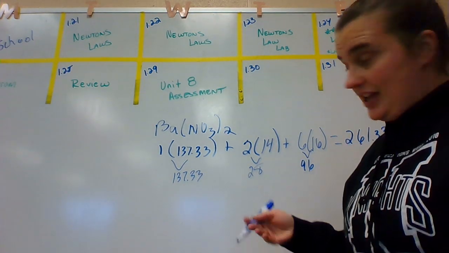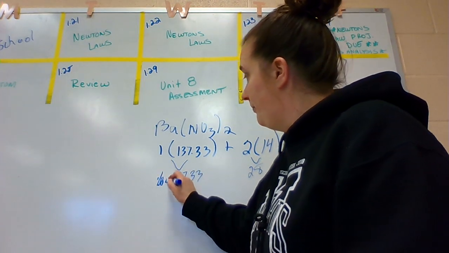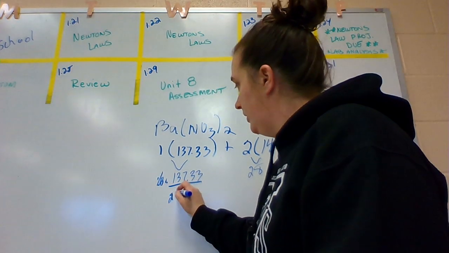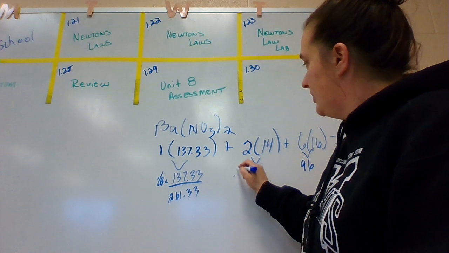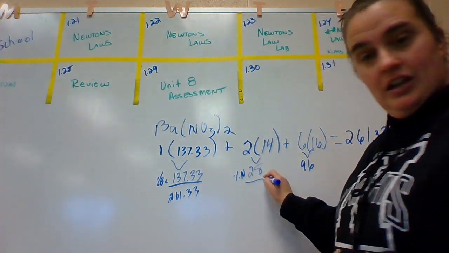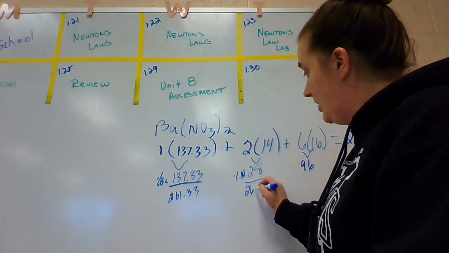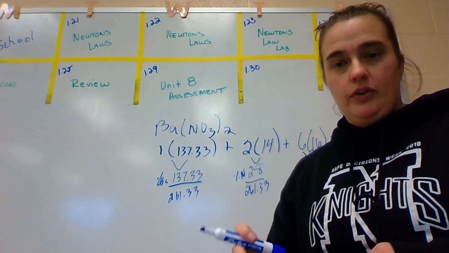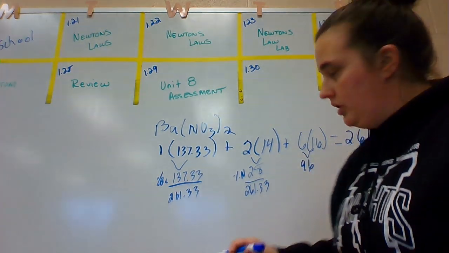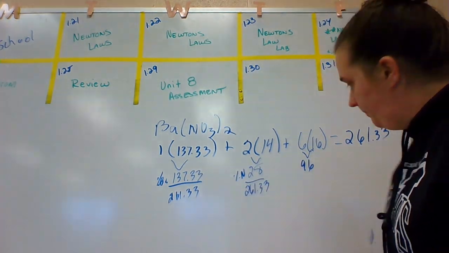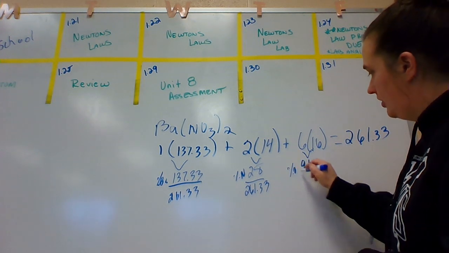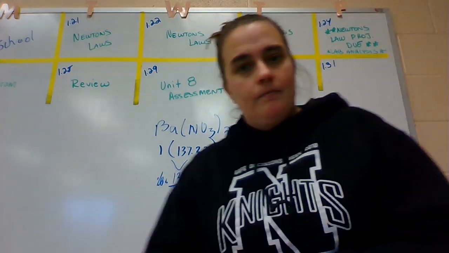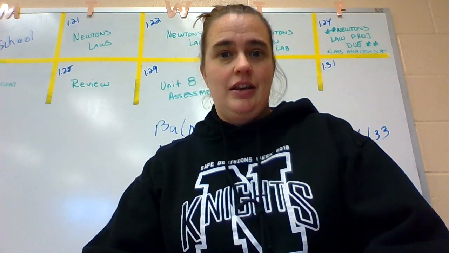So if I ask for percent now, my percent barium is the 137 divided by my 261. My percent nitrogen is nitrogen divided by my total. Remember, when I calculate percent, it's part over whole, part over whole, part over whole. So that my percent oxygen would be 96 divided by 261. And that is formula mass and percent composition.